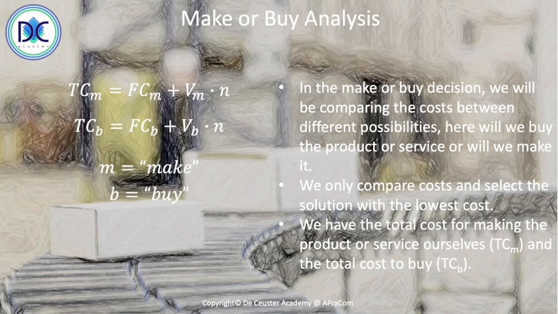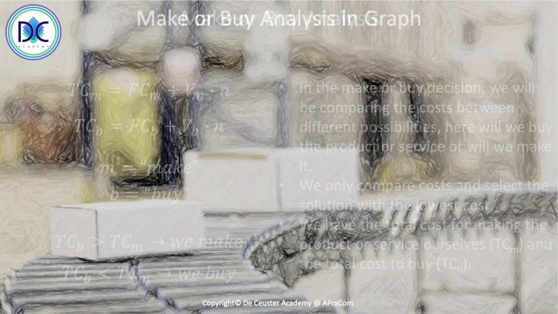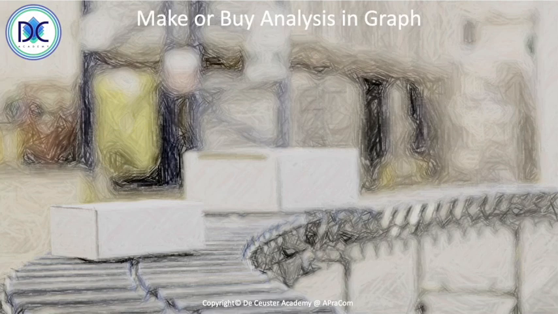So once we have the total cost for buying larger than the total cost for making, we will in fact make the product because the total cost is lower and we have to select a solution with the lowest cost. When the total buying cost is smaller than the total make cost, we will buy the product or the service. Let us now have a look at the make or buy analysis in a graph.